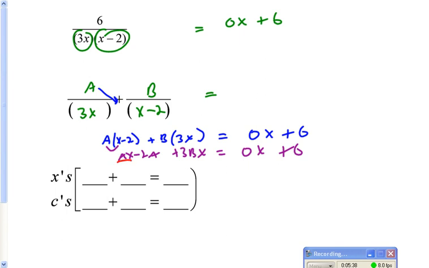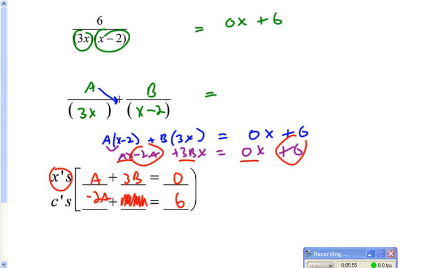Equating coefficients, I have a and 3b equals 0. That's for my x terms. And I have negative 2a and nothing else equals 6. And you can see from this that a is pretty easy to figure out right there. And once you know a, you can plug it in and find out what b is.